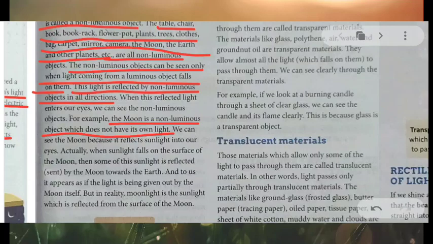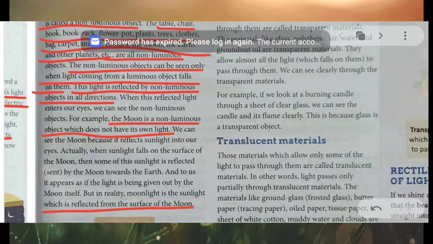Actually, when sunlight falls on the surface of the moon, some of this sunlight is reflected by the moon towards the earth, and to us it appears as if the light is being given out by the moon itself. But in reality, moonlight is the sunlight which is reflected from the surface of the moon. When we look at the moon at night, we feel that the moon is giving us light. But actually, the moon is not giving us light. It is only reflecting the light rays of the sun.